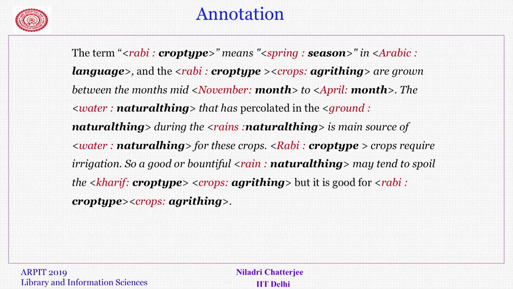One can think of the following. We can see that here an annotator has written that Rabi is a crop type, spring is a season, November is a month, ground is a natural thing just like rain or water and things like that. Similarly, crop is an agricultural thing. Like that, we have annotated different meaningful words of this text.